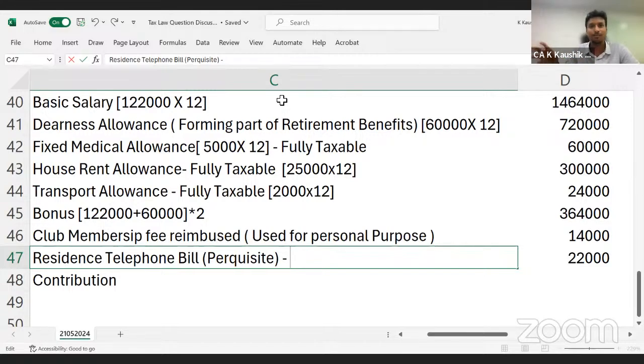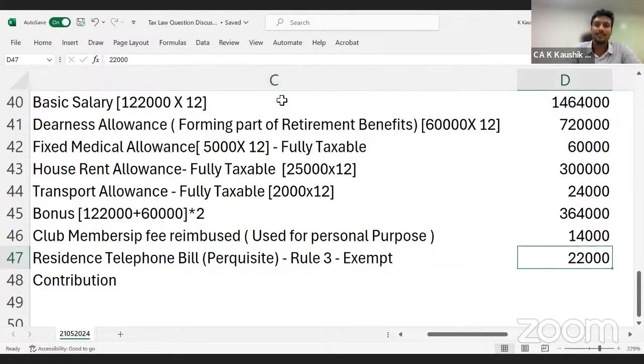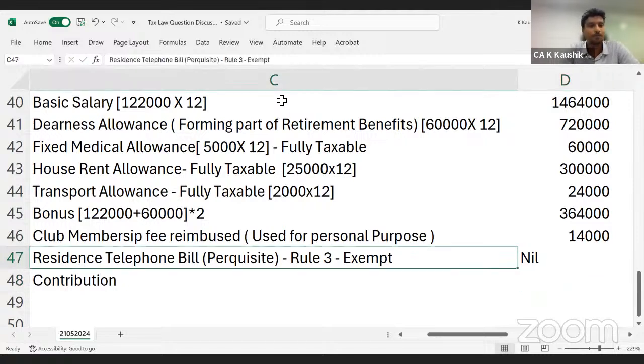But telephone means residence telephone, ideally it will be used for personal purposes. So here the stand taken is that as per Rule 3, it is exempt. So you can consider it as exempt even under the new regime.